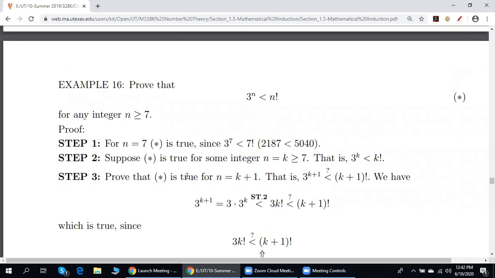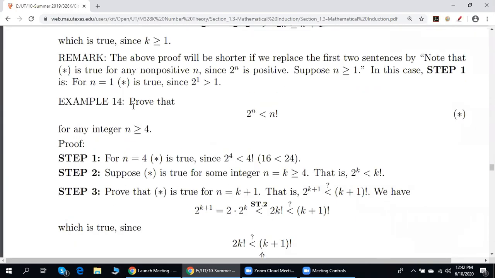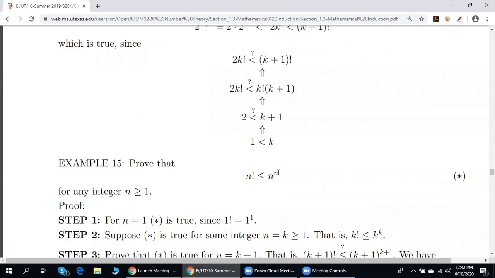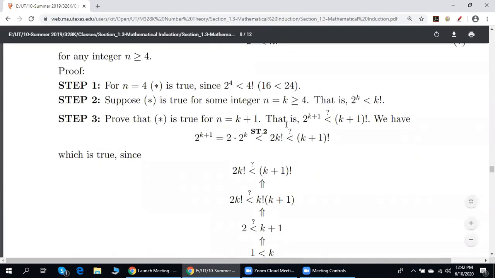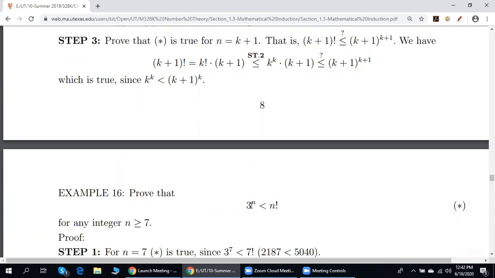Example 16. Prove that 3 to the n's power is lesser than n factorial. Guys, basically, if you compare example 14 and example 16, here's what we're trying to say. N factorial is growing faster than 2 to the n's power. N factorial is growing faster even than 3 to the n's power.